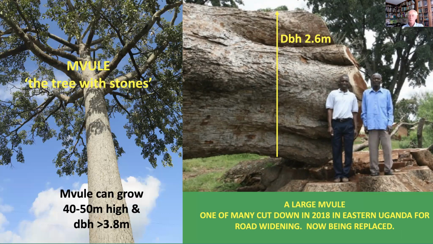The Ugandan government has a lot of road improvements being carried on at the moment. And unfortunately, these large Mvule trees, which were planted about 80 to 100, 150 years ago, unfortunately, they've had to be removed because of the road widening program in Uganda. The government, fortunately, realizes the importance of these trees, and they are being replaced along these newly designed roads.